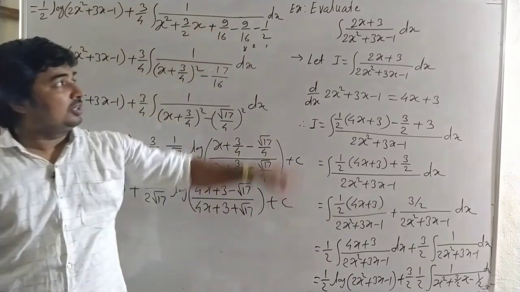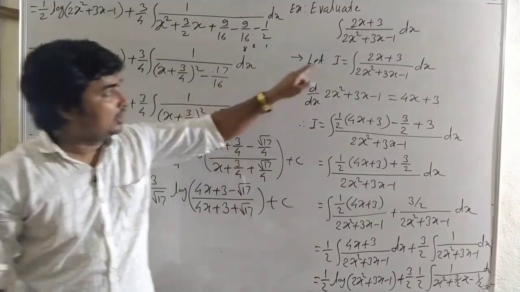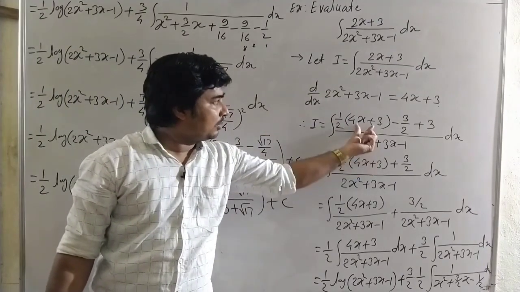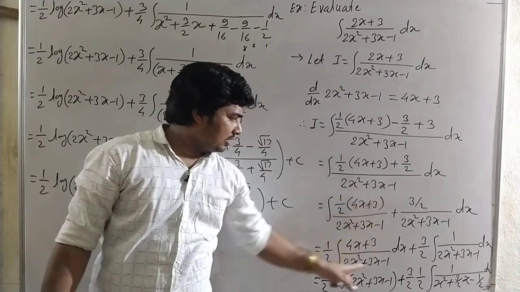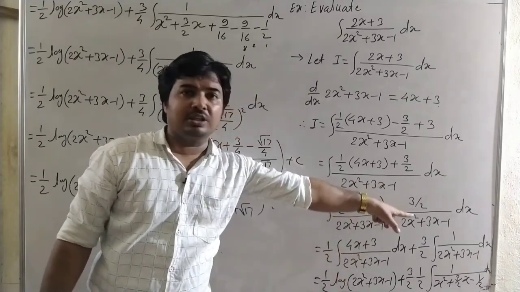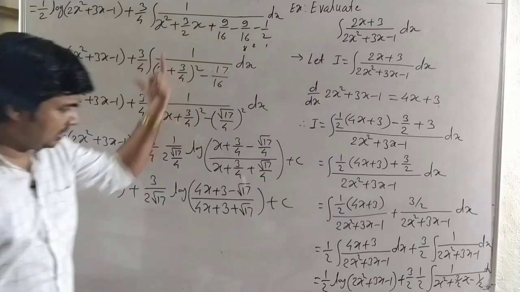Okay, check carefully: it is a linear function upon quadratic function, therefore we adjust the derivative of the quadratic function in the linear function, and then we get two separate integrations. It is f dash of x upon f of x, and it is 1 upon quadratic function. Okay, see carefully this.